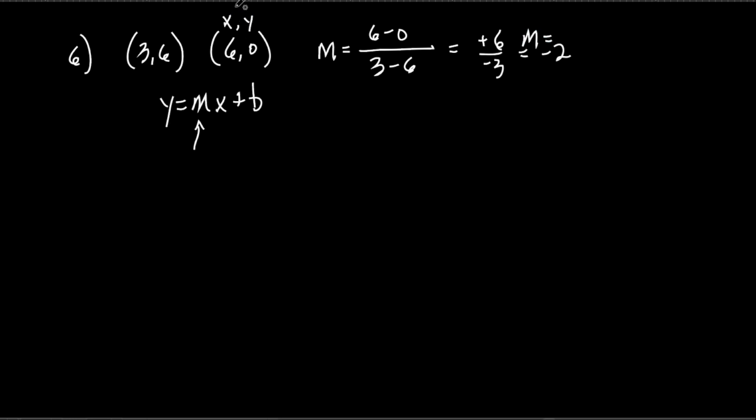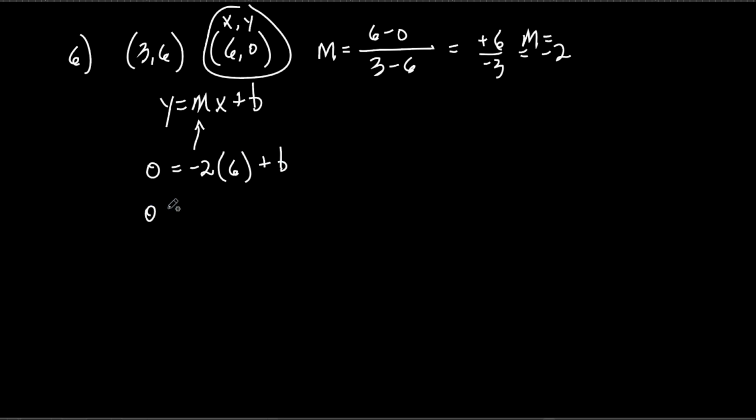So what if I use this point right here, and again, it doesn't matter, I could have used this point, and you'd find out you'd get the same exact answer. Try it on your own if you want. So what do I put in for the y? 0. What do I put in for the m? -2, because I just found it up here. I'm multiplying that by x. What is x? 6, right? Plus what? b. All right?